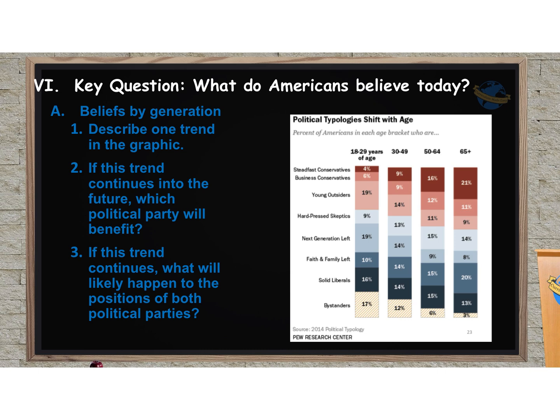You might see that the older you are, the more conservative you tend to be, whereas younger generations tend to be more liberal. If this trend continues into the future, which political party do you think is going to benefit from this? The answer you should have gone to was the Democratic Party, because liberals tend to be more Democratic.